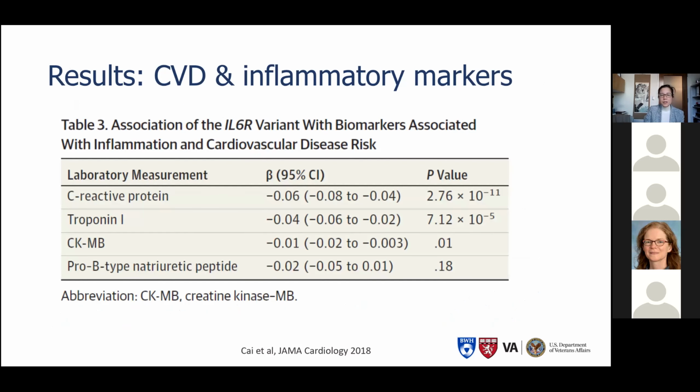So again, this is biased, right? This is not technically what I would call a PheWAS, because for a PheWAS, you want to have everybody to have the same measurement or the same opportunity to have the measurement. In this case, we're only looking at measurements that were done as part of routine care. But what we did see is lower CRP, people with the variant had lower CRP, lower troponin, and lower BNP.